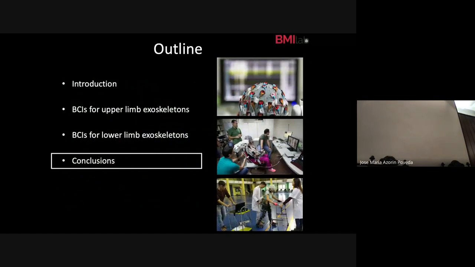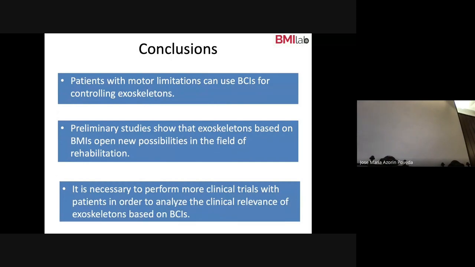I would like to finish with some important conclusions. So first of all, we have verified that patients are able to command an exoskeleton by means of brain-computer interfaces. And we think that that can be very important for rehabilitation. Maybe we should do some clinical trials in order to check that this kind of rehabilitation is better than the traditional ones. We need to perform a lot of clinical trials with a lot of different centers. But I have to say that it's quite difficult, basically because it's more or less easy to get funding for the development of the project, but it's not so easy to get funding for performing clinical trials. So this is something that we have pending and we want to do in the future.